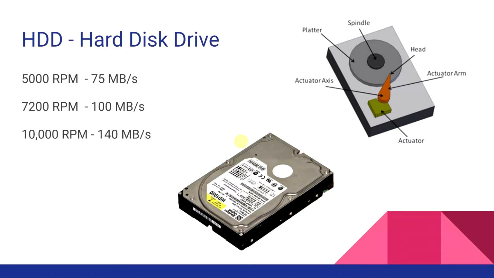Now the faster the RPMs are able to spin, the faster you're able to transfer data off. So a 5,000 RPM hard drive is very, very cheap, but at the same time you're sacrificing speed. You can see it's almost 1/2 the speed of the 10,000 RPM unit that's going to cost you more, but it's going to gain you quite a bit more as far as transfer speeds.